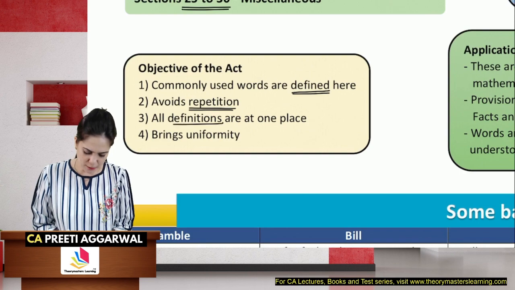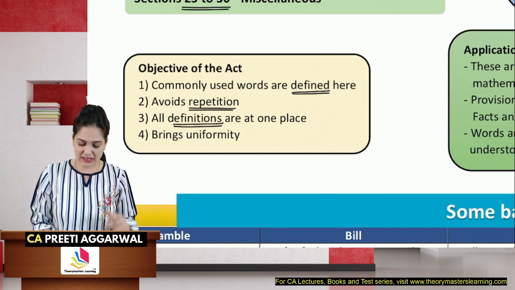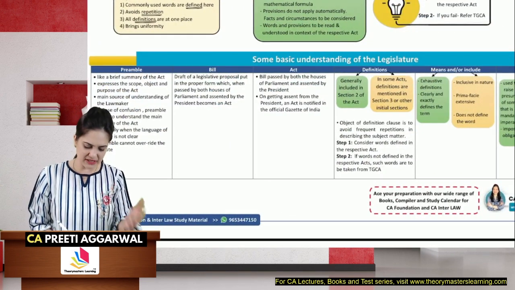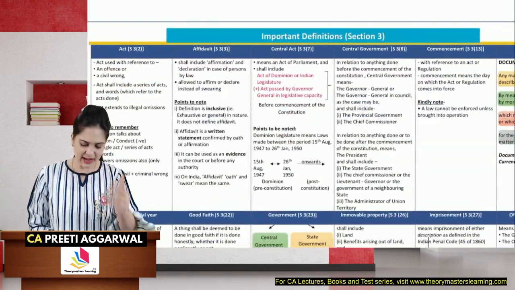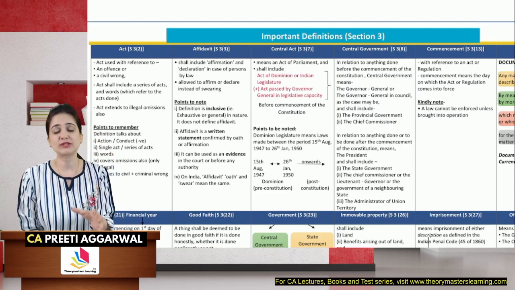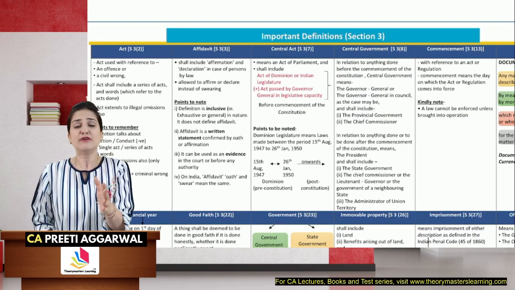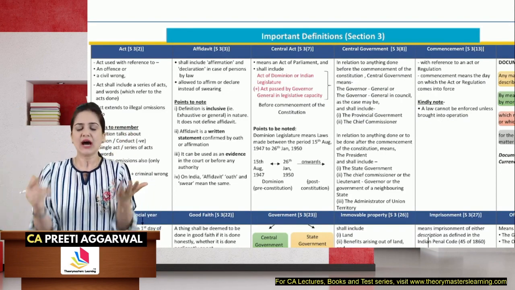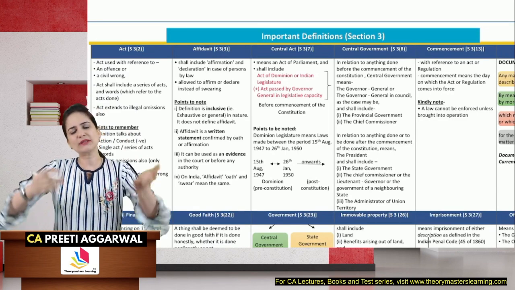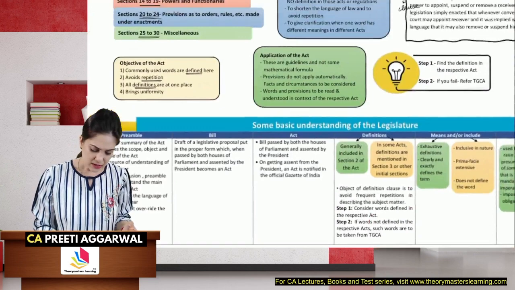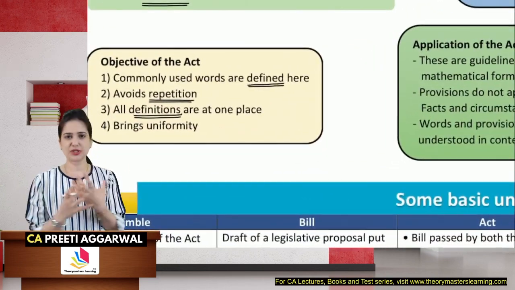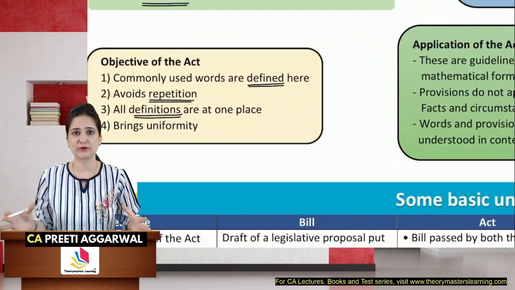All the definitions are now placed at one place. So if I want to refer to these meanings, what is the meaning of the word preamble? What is the meaning of the word act? What is an affidavit? What is the meaning of central government? Now, there are so many places wherein they just say the government will. Which government? Central or state government? All that clarification is given in the General Clauses Act. So it brings all the definitions at one place. You need not search for those definitions.